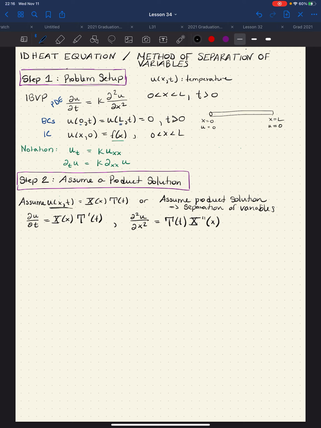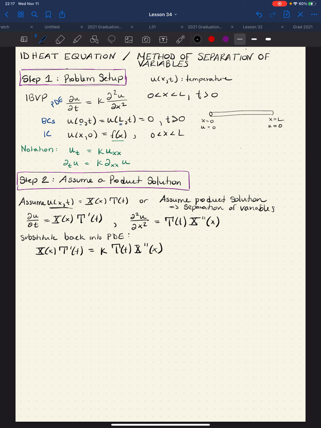So now we substitute back into our PDE. And what does this give us? This gives us X of x T prime of t equals k. So don't forget about the k. It'll be really easy to do that. Times T of t X double prime of x.